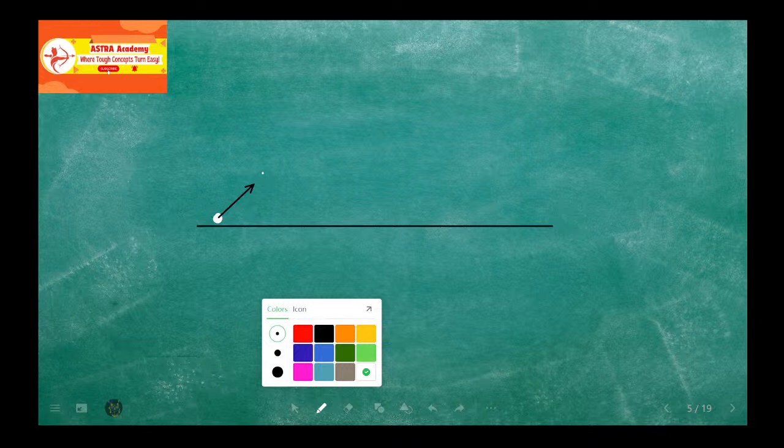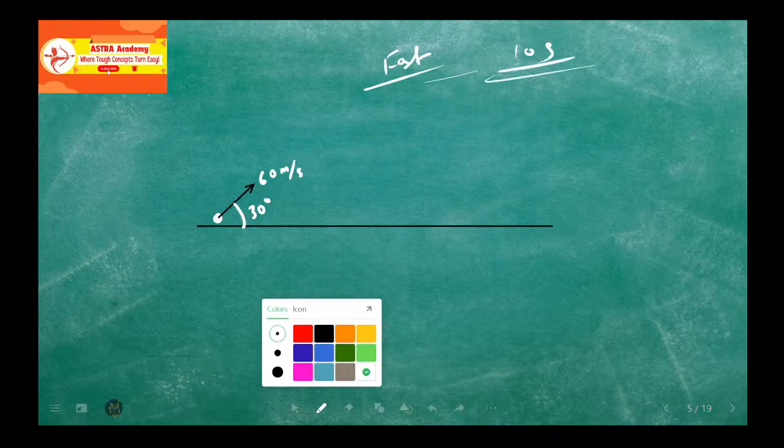Okay, now you tell me the answer of this question. 60 meter per second is the projection velocity, and the angle is 30 degree. Again, tell me fast. Within 10 seconds, I want every answer.